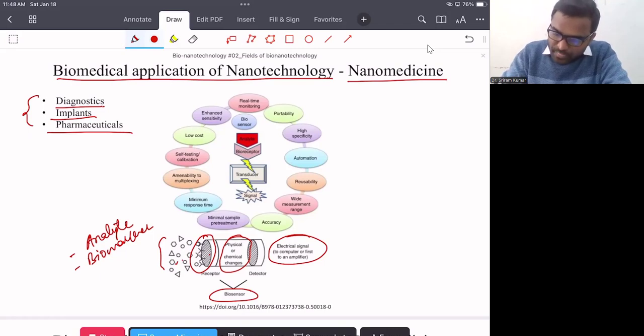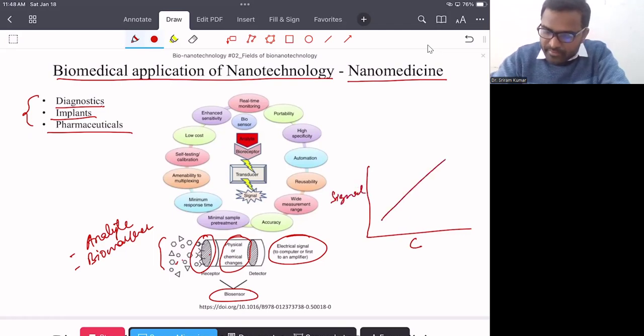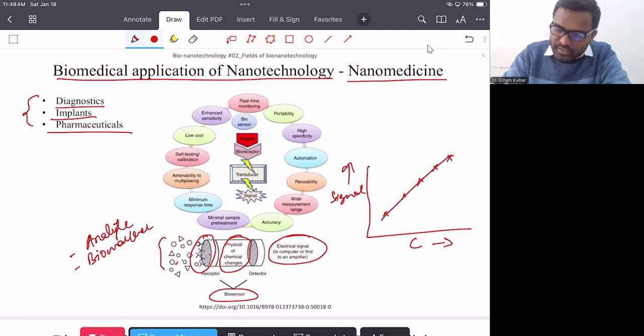For this, we have the concentration, and we have the signal, and we will have a plot here, and this is called the calibration plot. So we have the concentration, we have the signal. This is any kind of electrical signal. It may be potential, it may be current, it may be impedance change, so any kind of signal it may be here.